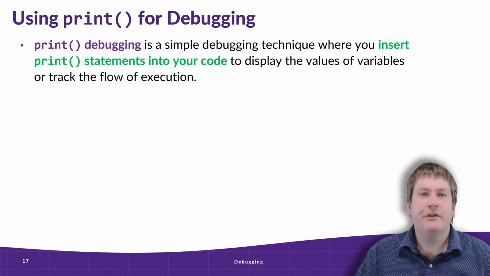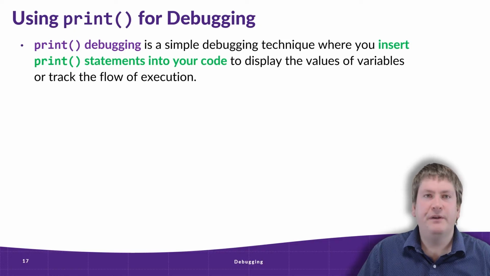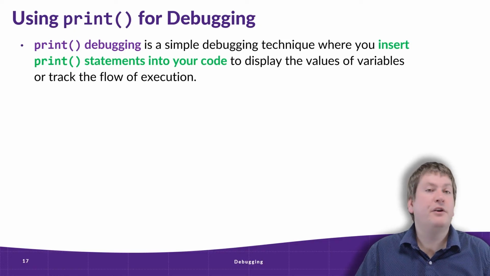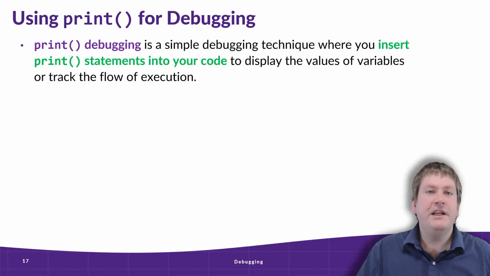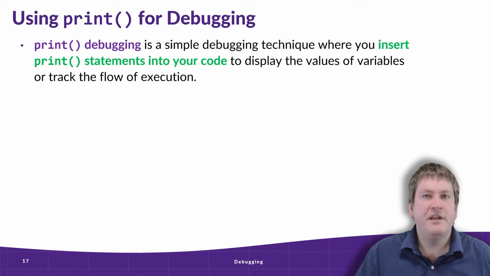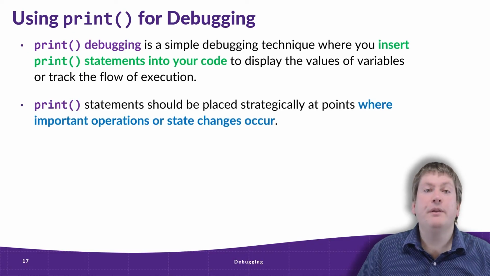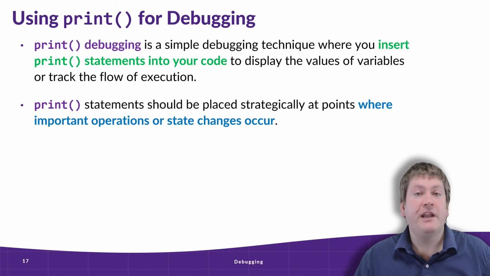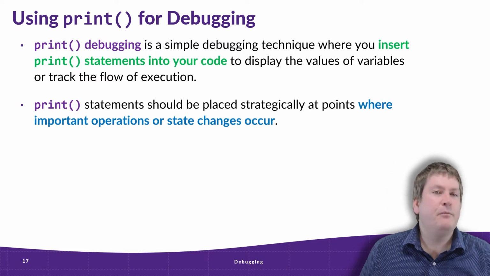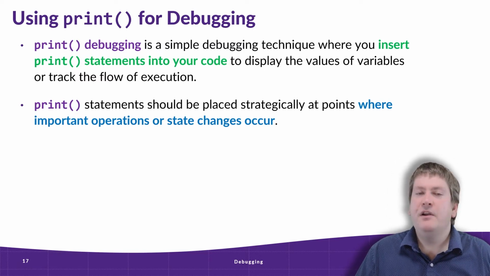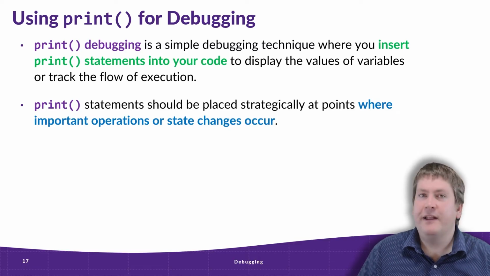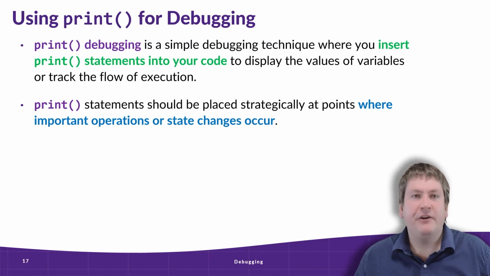The next technique we're going to look at is using the print function for debugging. This is a very common, quick, and easy technique, and the idea here is that we're going to use the print statement to output the value of different variables, as well as to track the flow of execution. So we want to put the print statements at strategic locations in our code that have important operations occurring before them, different state changes, or we just want to know, is our code actually getting there before this error occurs? Or are we actually entering this if statement?